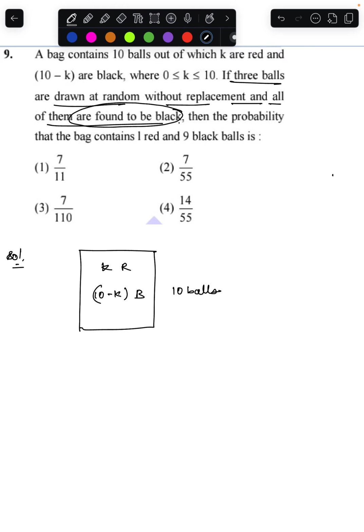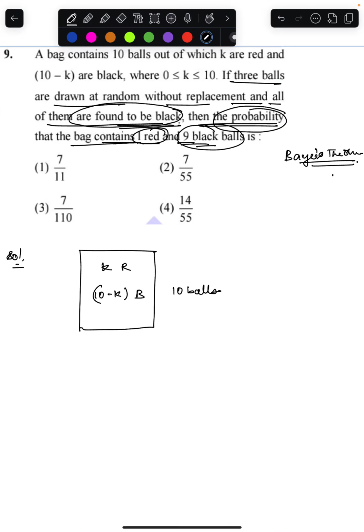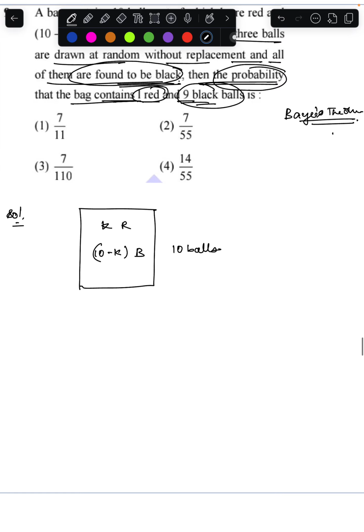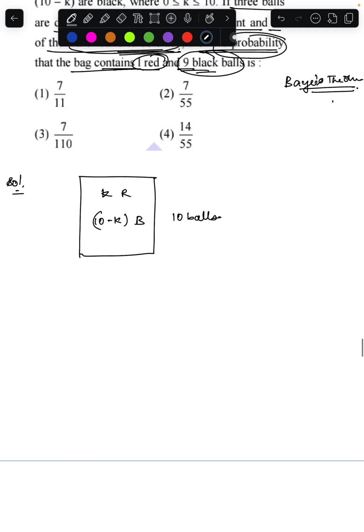Now, if the event has already occurred, you need to find the probability that it came from the bag containing one red and nine black balls, right? So, it's clearly a Bayes theorem question. Depending on the context, what we can see here is that it is asking the probability that the bag contains one red and nine black balls. That means they are concentrating on the number of black and red balls.